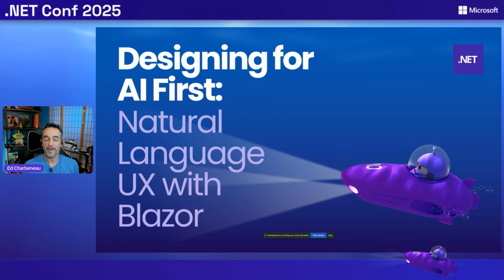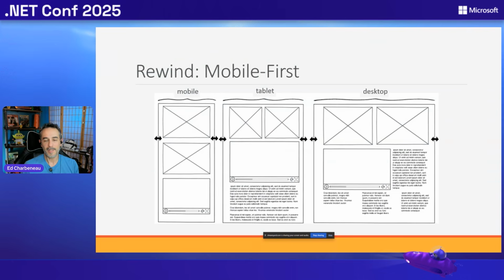All right, so we are going to talk about designing first with natural language and Blazor for a better user experience. And I'm a big fan of natural language, and I feel that we are in this era of AI first, where mobile first was something that we were talking about ages ago. So I'm going to rewind for a minute and talk about mobile first.